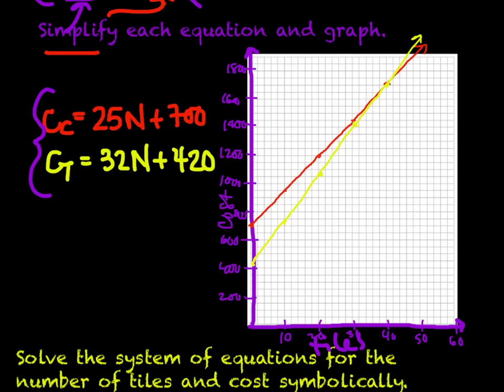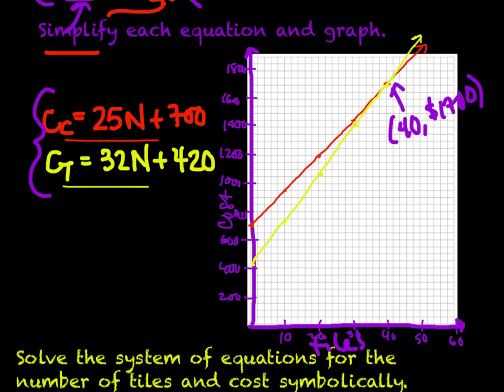Okay, so I've now graphed these two equations. You can see c sub c is in red, and then c sub t is in yellow. And as I graphed these equations, I did find a common point, which was at 40 tiles. We had $1,700. If we remember from this last book that we did with Say It with Symbols, that was the exact answer we were looking for.